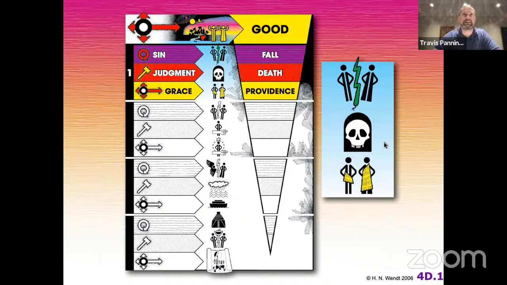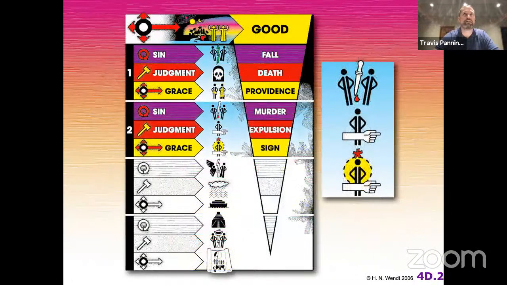Grace in this episode is God's provision, God's providence of clothes for the man and the woman after they have become ashamed of their vulnerability, their exposure, their nakedness. God provides for them. So here's the first of those patterns that show forth.